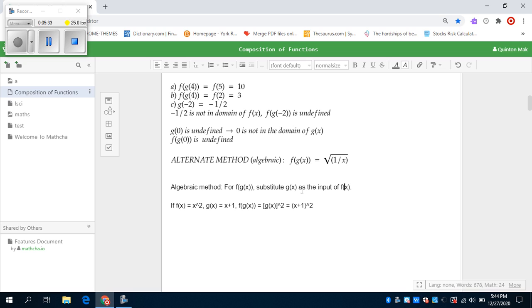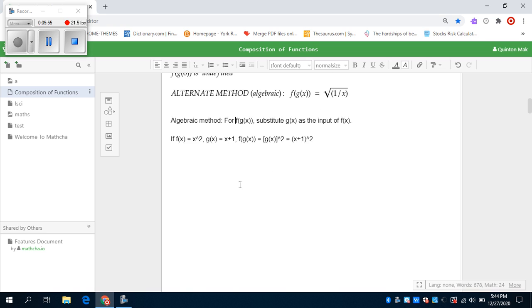So normally the input is x. If f of x equals x squared and g of x equals x plus 1, then g of x replaces this x. So f of g of x is g of x squared, which is x plus 1 squared.